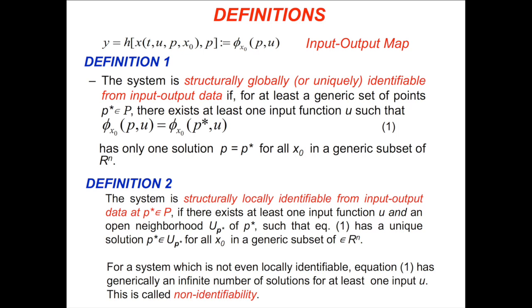This is a slightly weaker definition with respect to the definition in my Automatica paper that we discussed 10 minutes ago together. Traditionally, structural identifiability was checked from input-output data, so regardless of the initial conditions of the state variables. But now we know that we are able to include the initial conditions in the structural identifiability analysis, and I will show you how to do this.